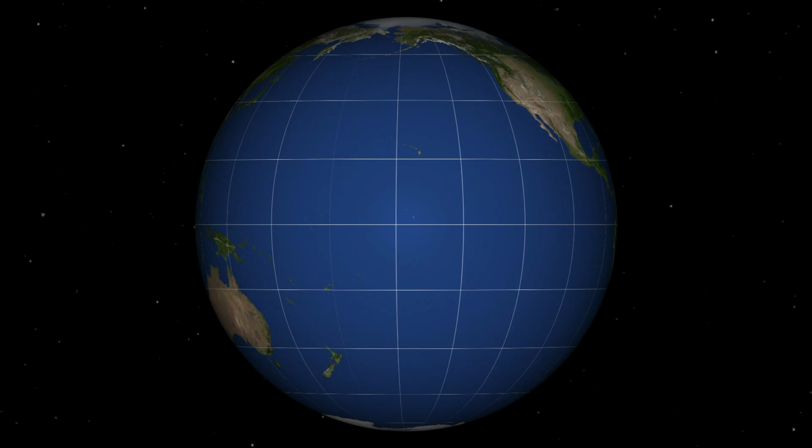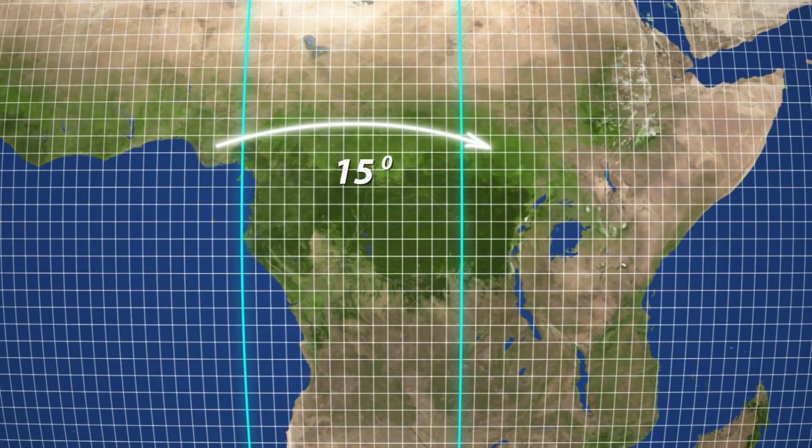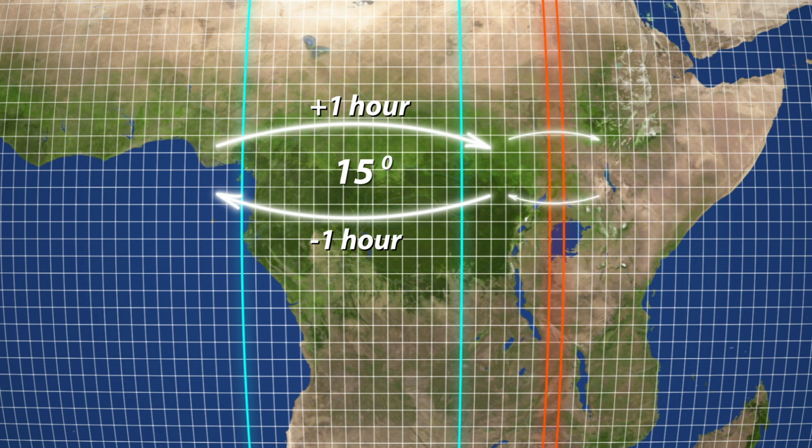Since Earth takes 24 hours to complete one rotation on its axis, moving eastward 15 degrees will advance your clocks by 1 hour, and moving westward 15 degrees will set you back by 1 hour. Moving eastward or westward, each degree of longitude advances or sets back the clock by 4 minutes.